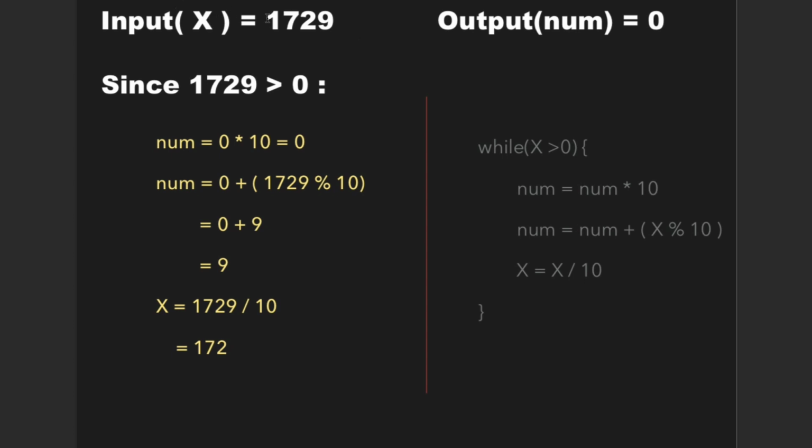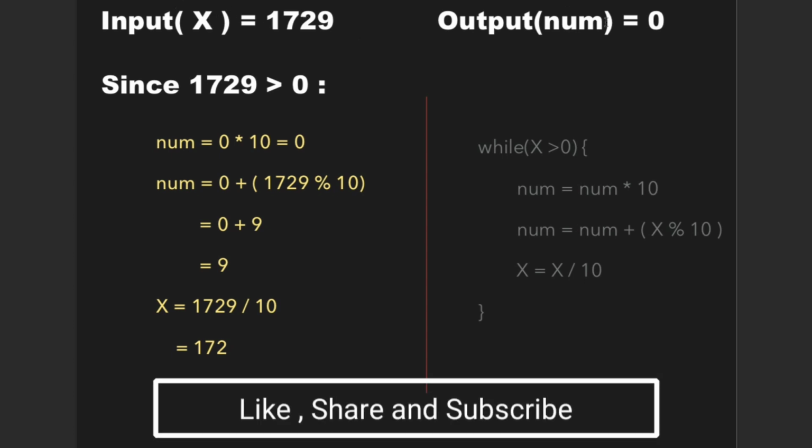Consider the input x is 1729 and the output num is 0. The output is initially initialized to 0. So the algorithm is as follows. While x is greater than 0, multiply num with 10, then add x mod 10 to num, and finally divide x by 10. So this cycle goes on while x is greater than 0.